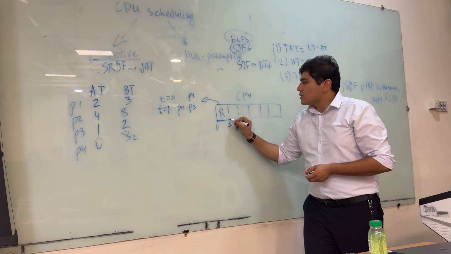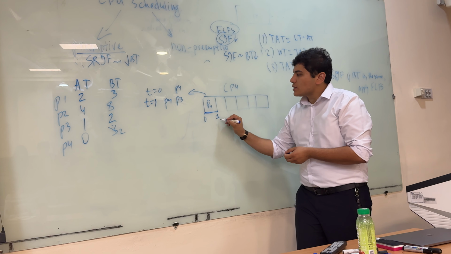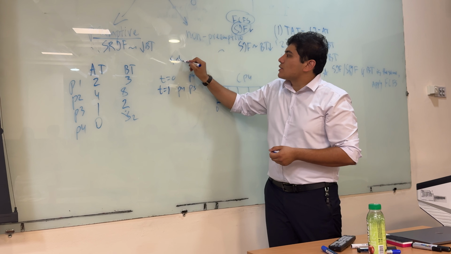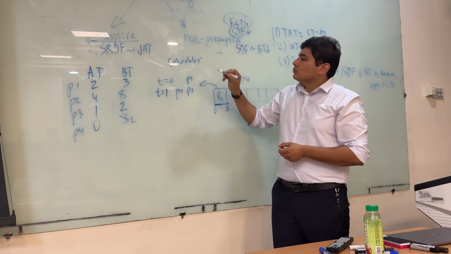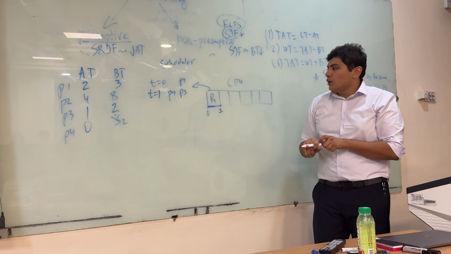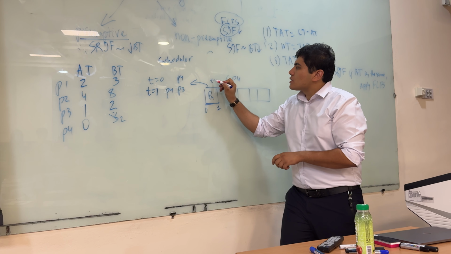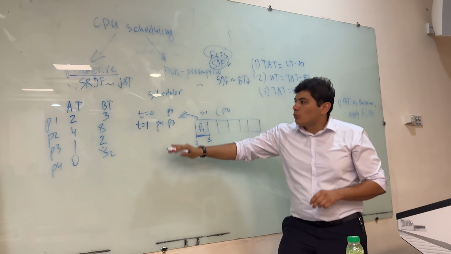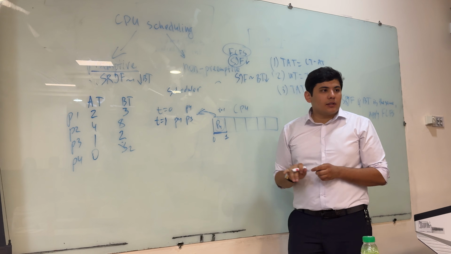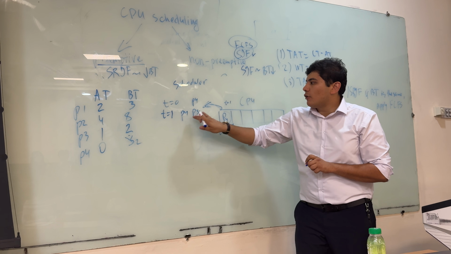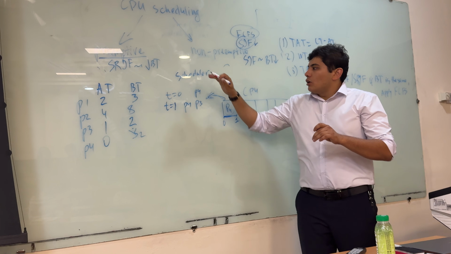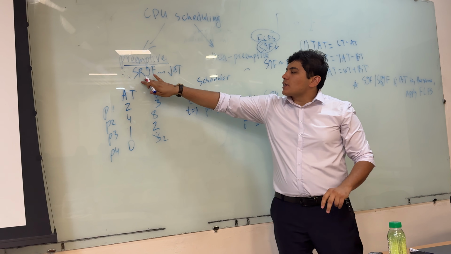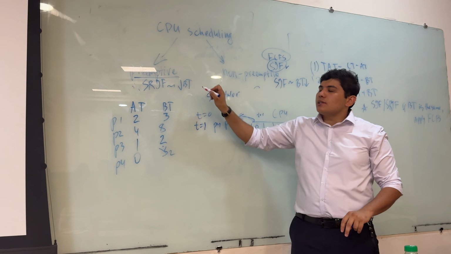So P4 will be executed inside the CPU for 1 second, and it will go back to the scheduler, right? Inside the scheduler, or you can also call it waiting. Okay? And when time is 1, P4 will be out of the CPU, it's going to come right here. By that time we have P3 inside the scheduler. Okay? Right now we have P4 and P3. Your scheduler has 2 choices, P4 and P3. Since it is SRJF, it's going to choose the one with the least burst time, right?